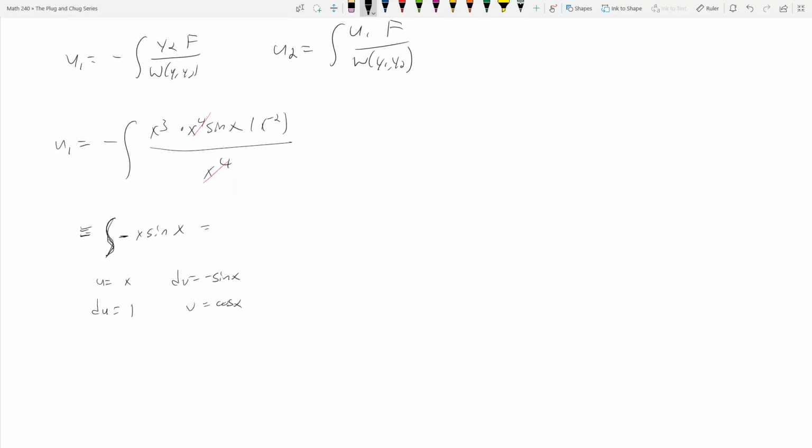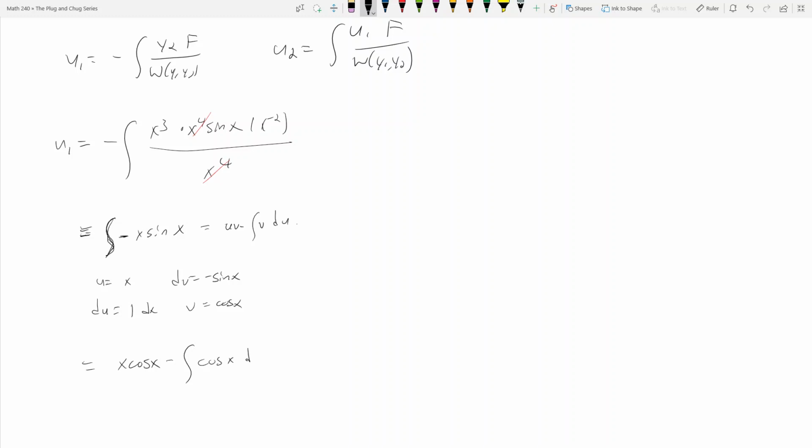So this is equal to uv minus the integral of v du, which is the integration by parts. And then that's equal to uv, which is x cosine x, minus the integral of v du. v du is the integral of cosine x.